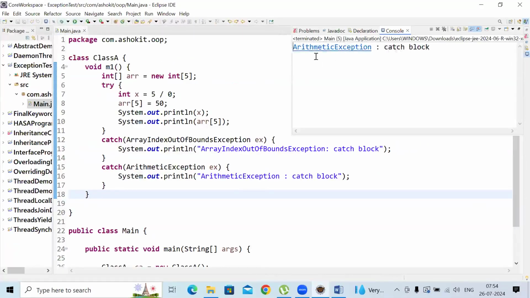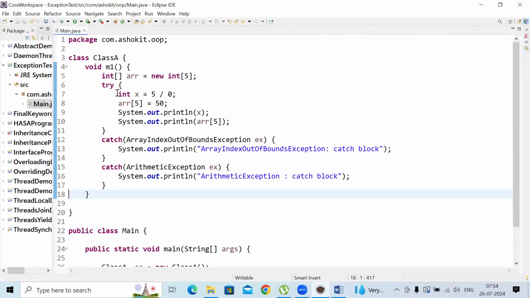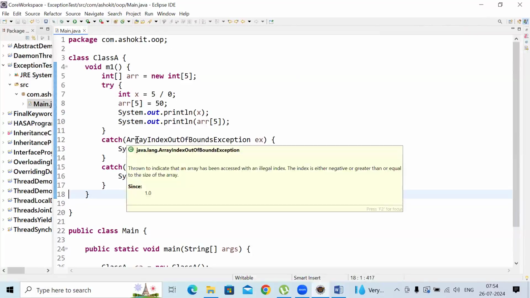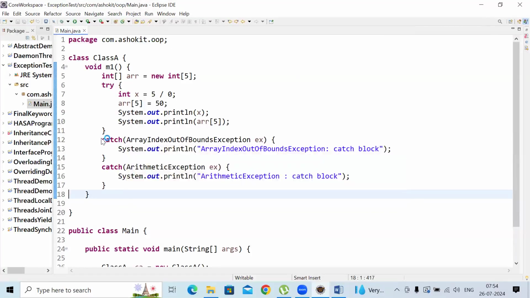See what's the answer? Arithmetic exception catch block. Okay, good. So what to understand here? Whenever any exception occurs in try block, first where does control jump? Nearest catch block. Nearest means first one only, na? Simply it jumps to the first catch block, and it will check the parameter. If that catch block parameter is not matching, then control jumps to the next catch block. That's the answer. Okay. How many catch blocks I defined here? 2 catch blocks.